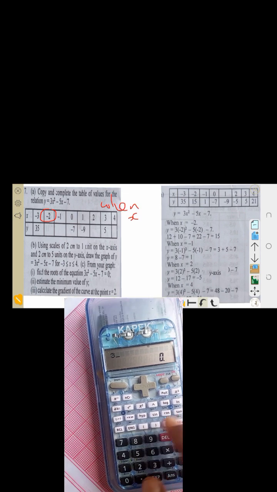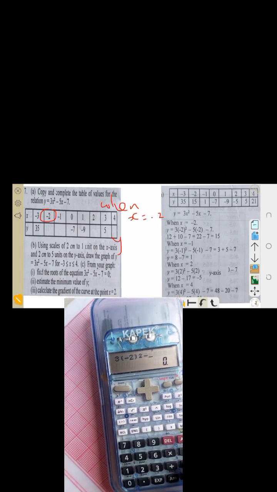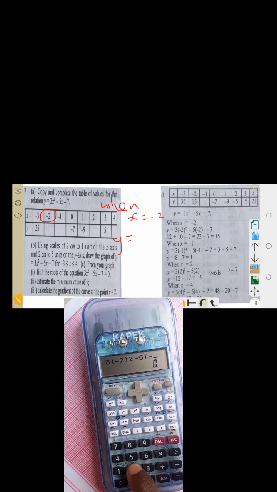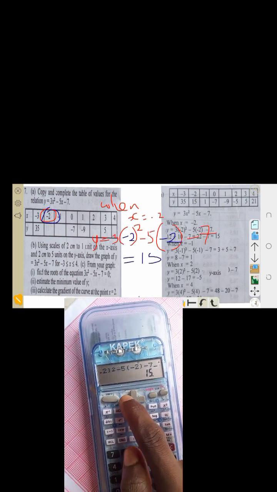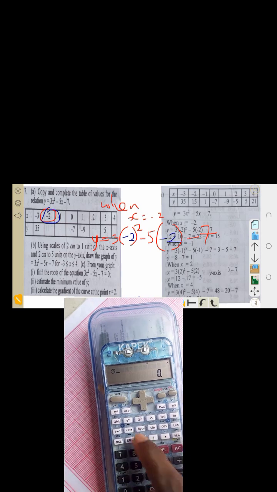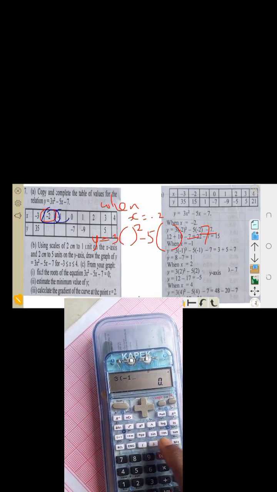When the value of our x is -2, we are going to have y equals 3 into bracket -2 all squared, then minus 5 into bracket -2, minus 7. When we tap our calculator, we'll have y equals 15. Same thing applies for the other values of -1, 0, 1, 2, 3, and 4.